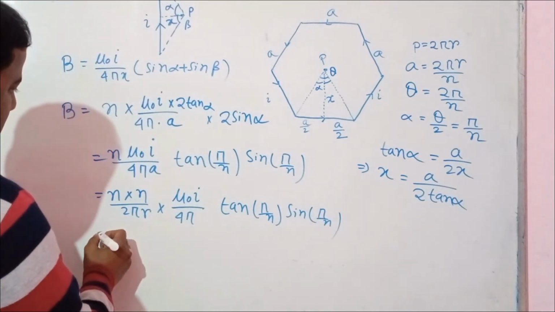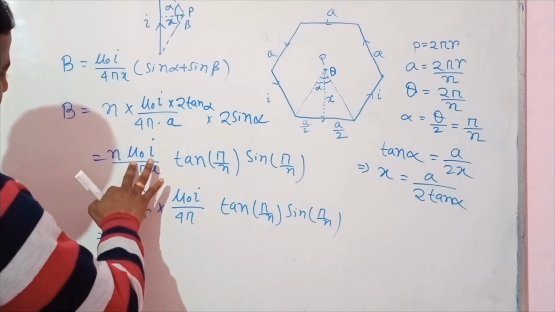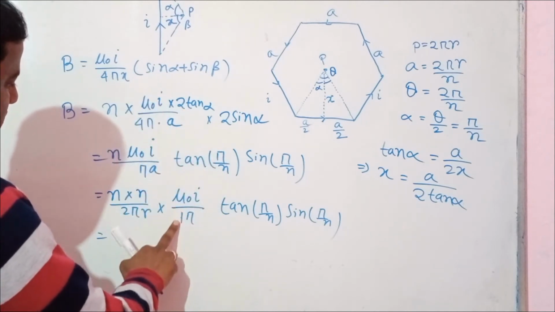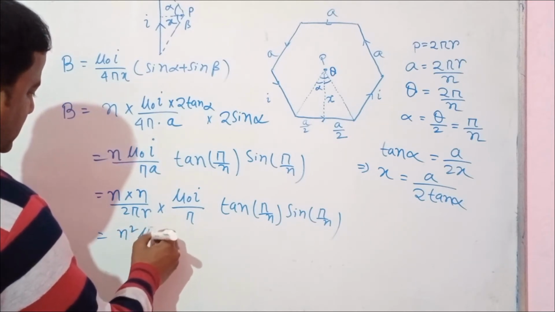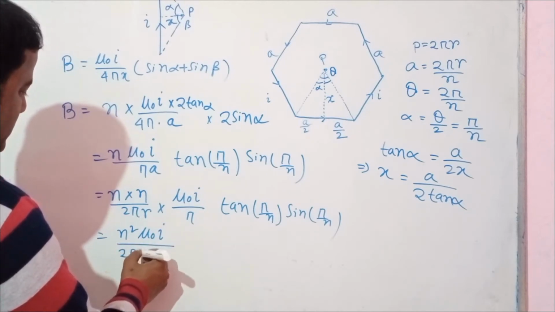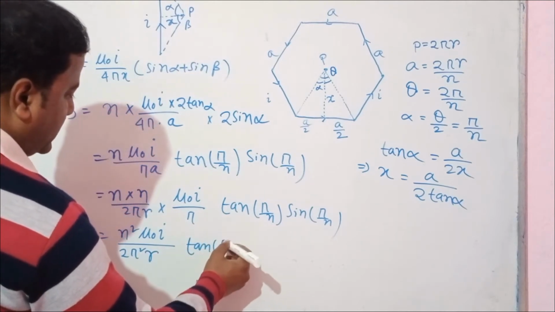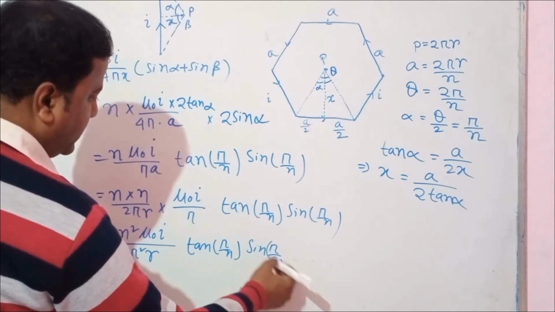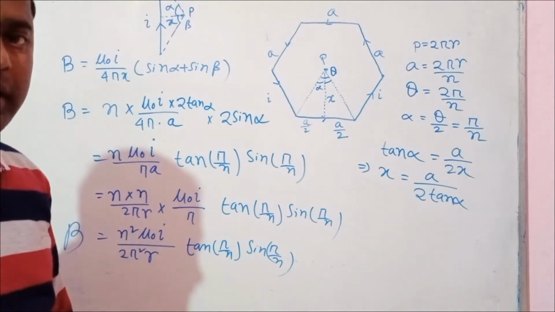And the result is, okay, here the 4 is cancelled, this is 2 and 2, 4 cancel. Only n square mu naught I upon 2 pi square r into tan pi by n into sin pi by n. This is our required magnetic field.